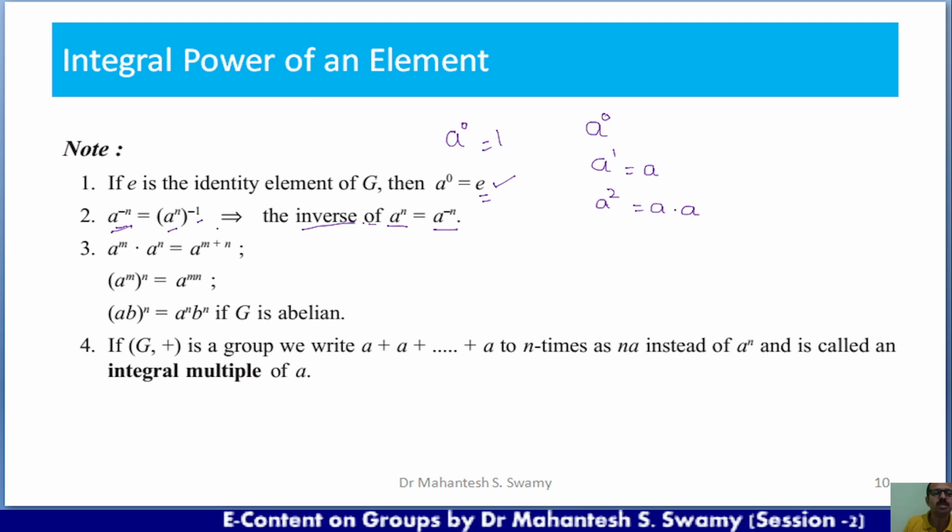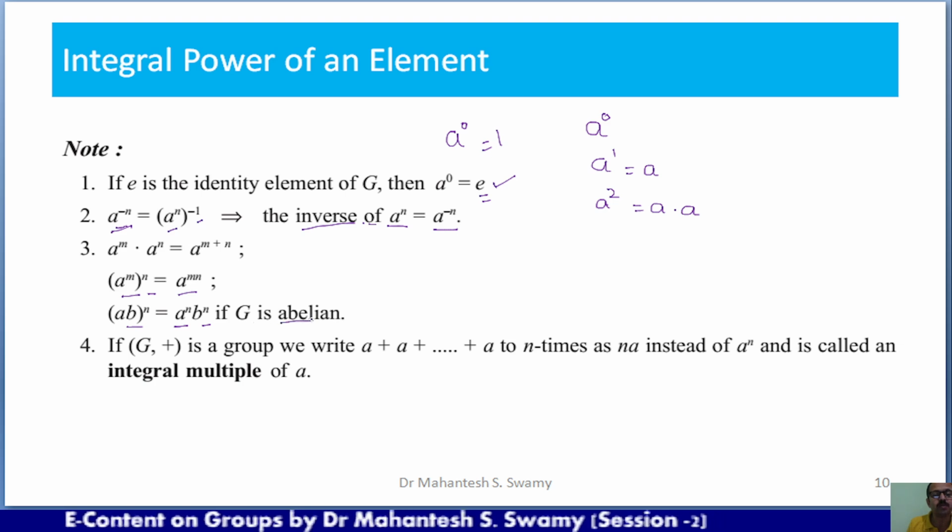That is based on the properties of indices. (a^m)^n is a^(mn). (ab)^n is a^n b^n, if G is an abelian group. So this is particularly in the case of an abelian group. So we have seen the properties of indices are valid here as well.